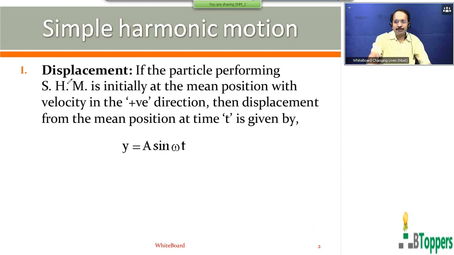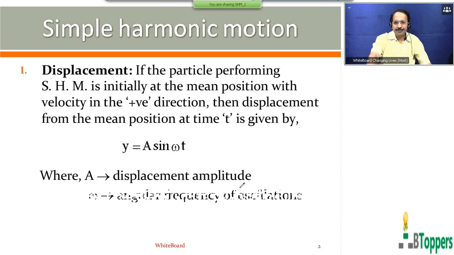The particle performing simple harmonic motion is initially at the mean position with velocity in the positive direction. Then the displacement from the mean position at time t is given by y equal to A sin omega t, where capital A is the displacement amplitude and omega is the angular frequency of oscillations. Copy down the notes up to here. In case you need more time, you can take a pause and write the notes.